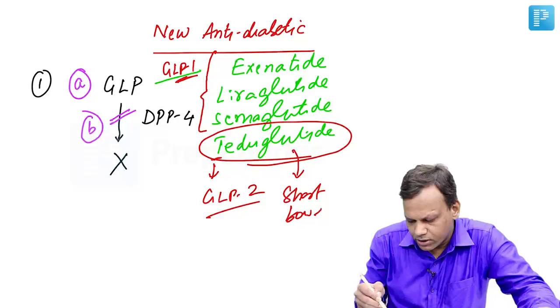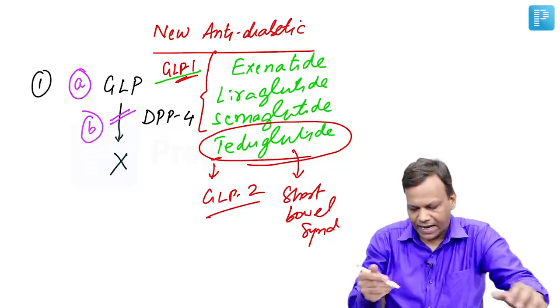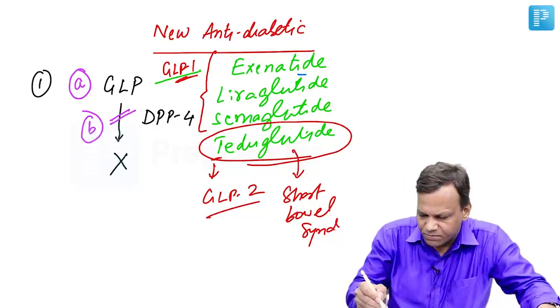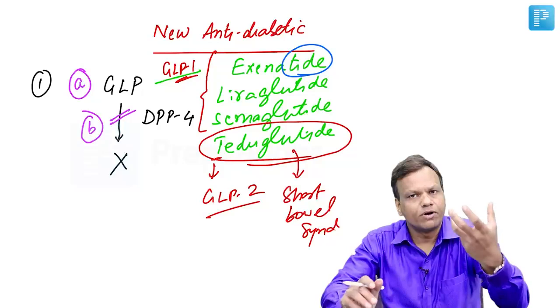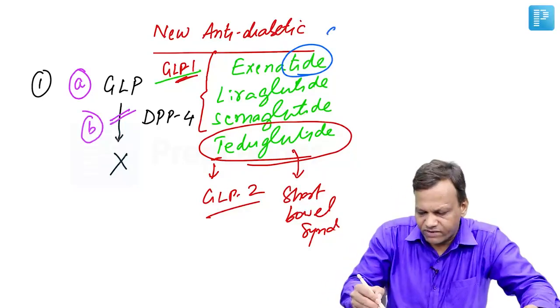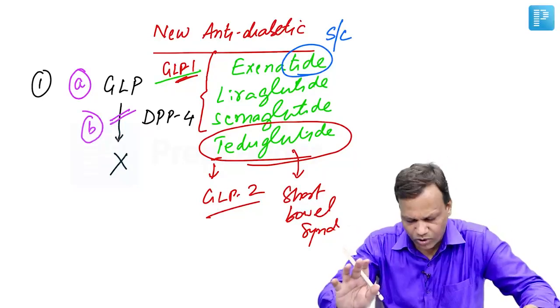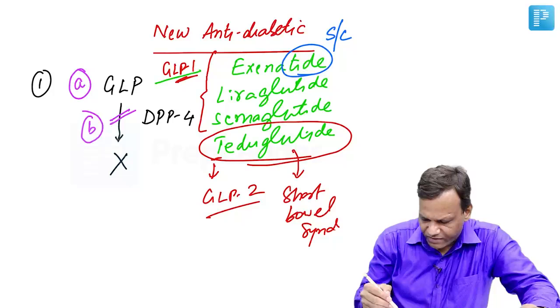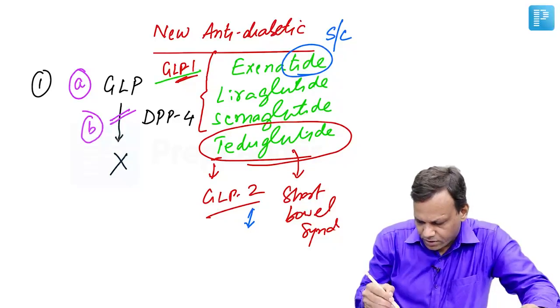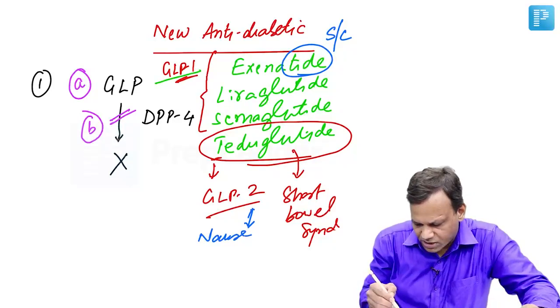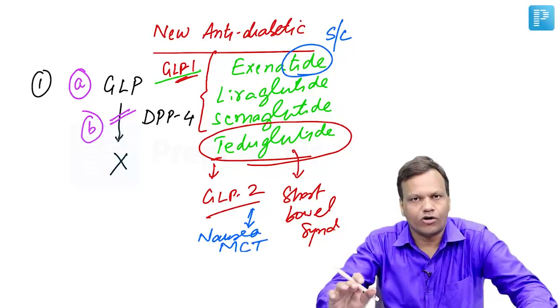Short bowel syndrome. As the name says, their names end with tide, which means these are not effective orally because they are peptides, so they need to be given subcutaneously. Their major side effect is nausea. Apart from nausea, they increase the risk of medullary carcinoma of thyroid.